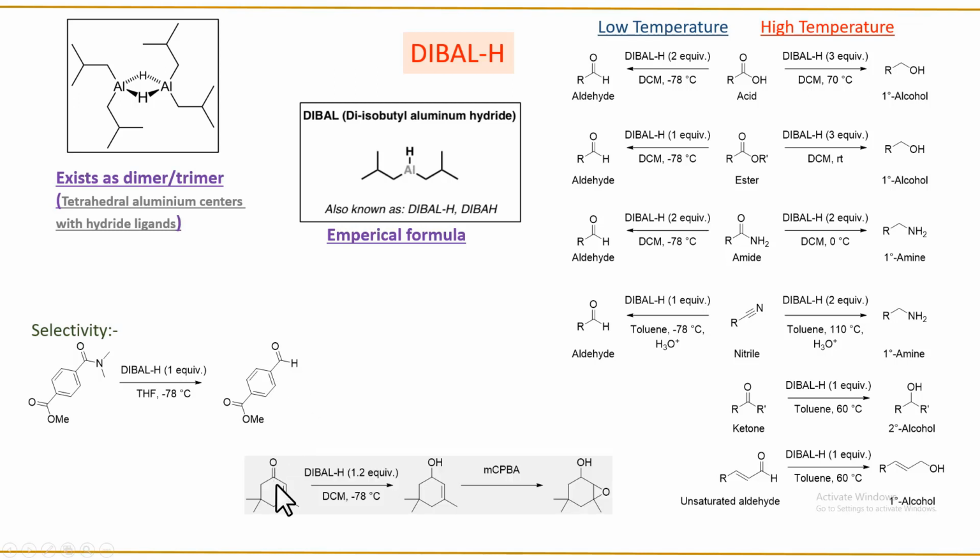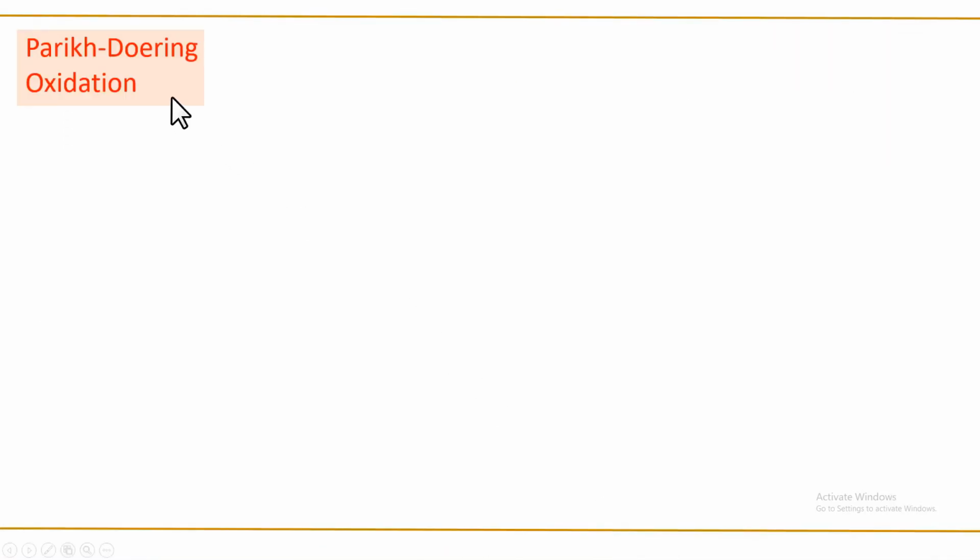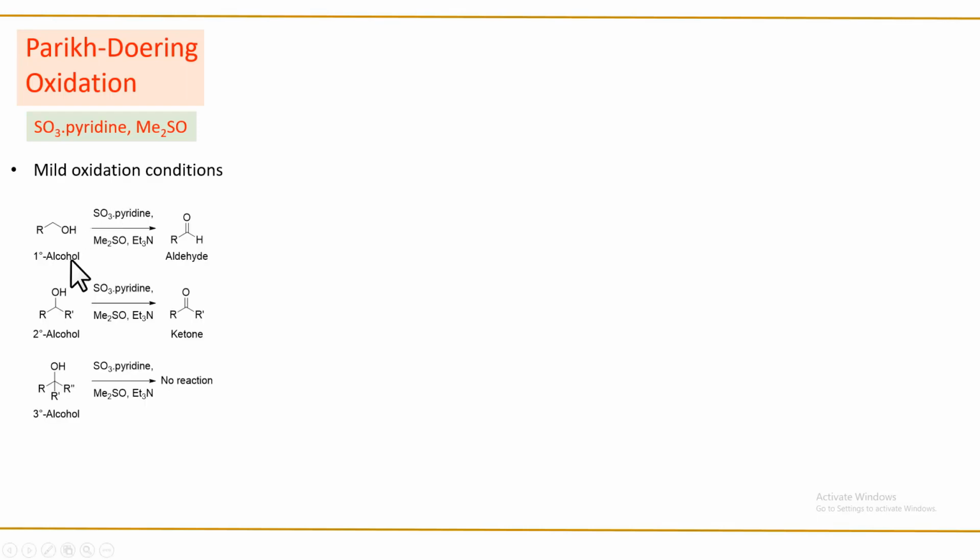In the present situation, DIBAL-H will reduce the ketone to the corresponding secondary alcohol. Then mCPBA will produce the epoxy compound, which is not suitable for our answer. Parikh-Doering oxidation: the condition SO3 pyridine in dimethyl sulfoxide is a mild oxidizing condition. Primary alcohols can be oxidized into aldehydes. Secondary alcohols can be converted into ketones, but for tertiary alcohols there is no reaction in these conditions.